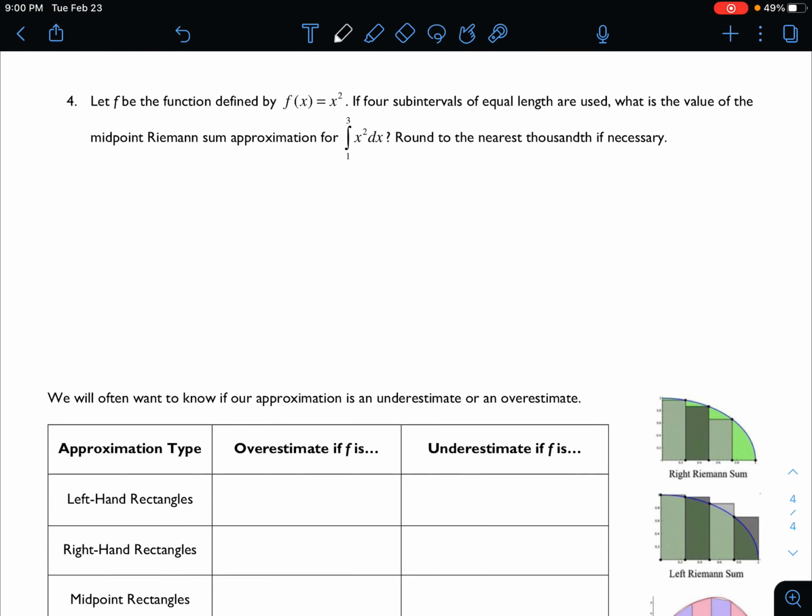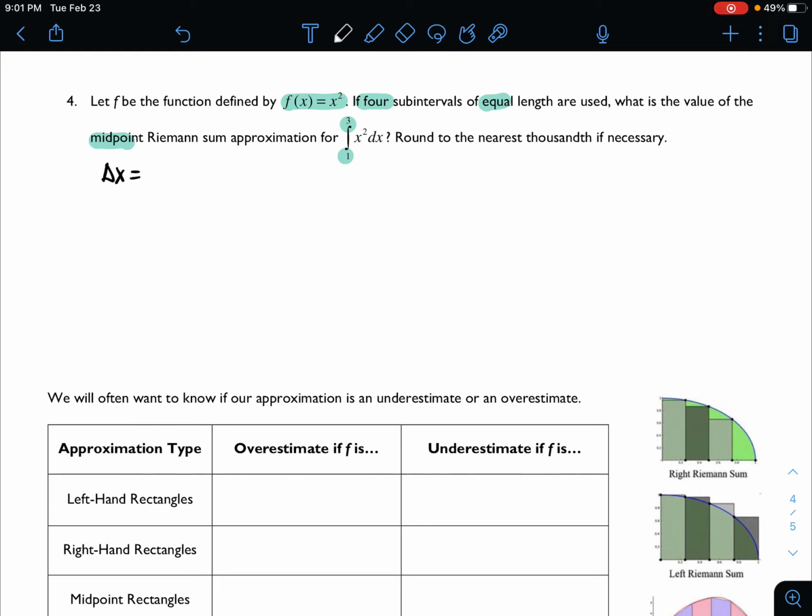Sometimes instead of a table of values, you'll be given an equation instead. So here we're given f of x equals x squared. We want to find a midpoint Riemann sum for the integral from 1 to 3 of x squared dx. I think it's helpful to actually sketch out what my interval would be first. Or actually even before that, I forgot to highlight something. We have 4 subintervals of equal length. So the equal length is important there as well.